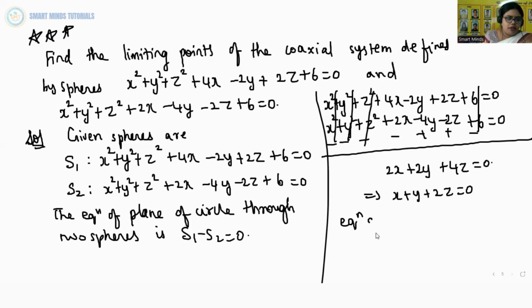Now we need to find the equation of the coaxial system of spheres.